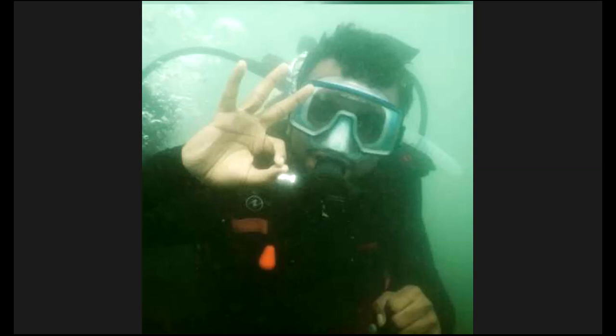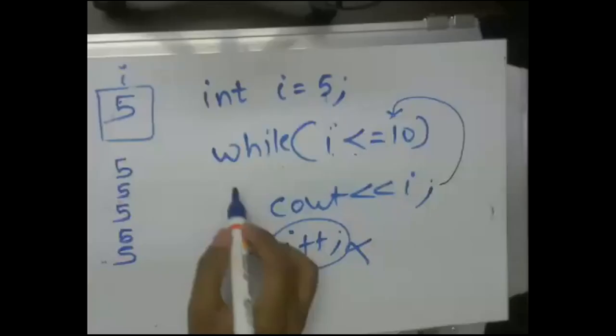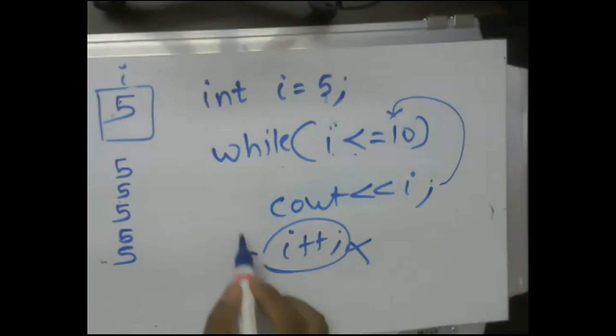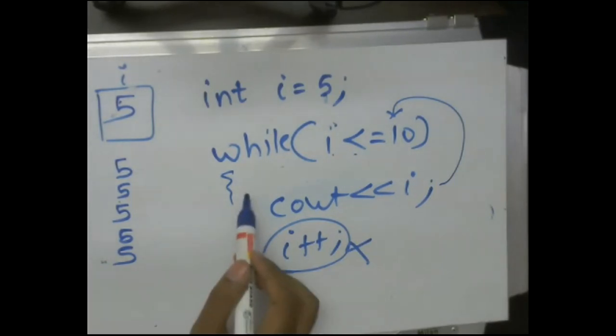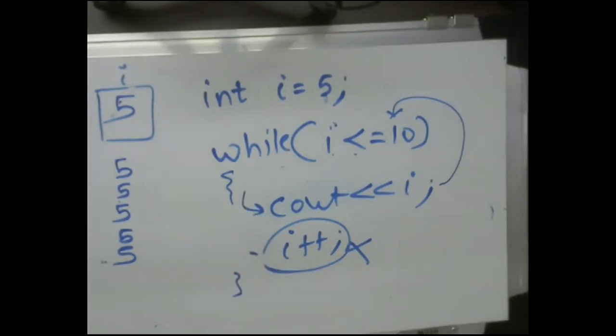So that's why you should make sure that if there are two statements inside the while loop, you should enclose them in curly brackets. If it is not in curly brackets, only a single statement is a part of the while loop. So are you getting this point? Are you clear with me? Yes, sir. Okay.